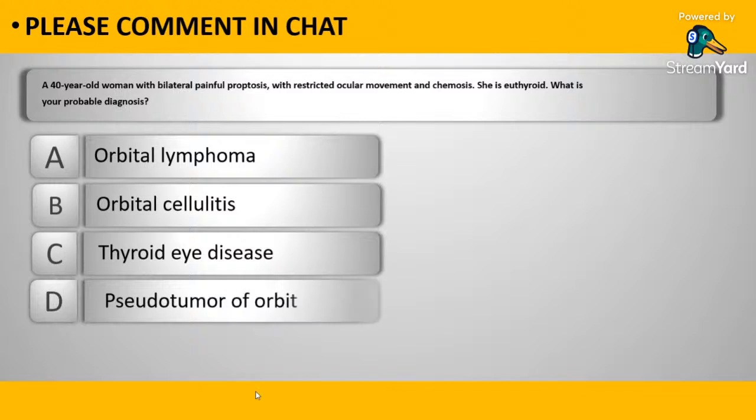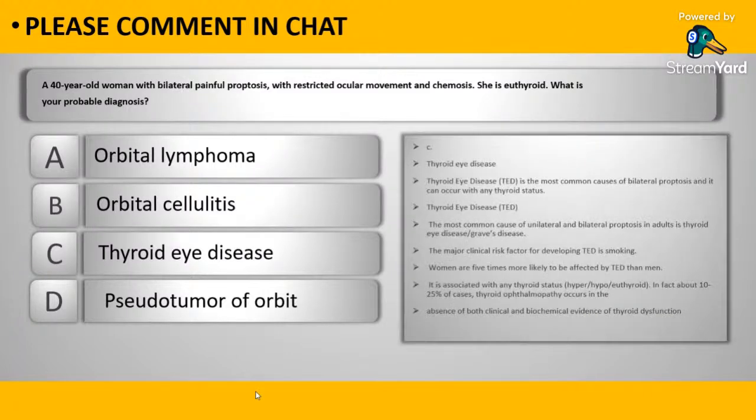A 40-year-old woman with bilateral painful proptosis, restricted ocular movement and chemosis. She is euthyroid. What is the probable diagnosis? A. Orbital lymphoma. B. Orbital cellulitis. C. Thyroid eye disease. D. Pseudotumor of orbit. It is thyroid eye disease. Thyroid eye disease is the most common cause of bilateral proptosis. It can occur with any thyroid status.